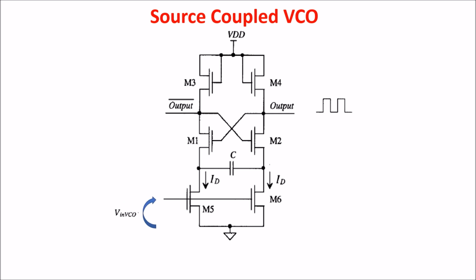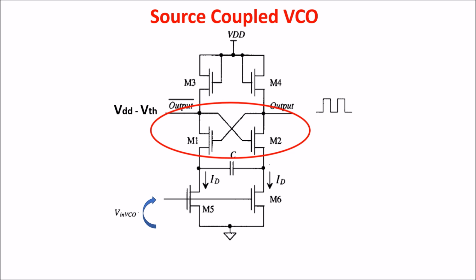By applying the input voltage V in VCO, we generate an ID current through the MOSFETs M5 and M6, which behave as constant current sources sinking a current ID. MOSFETs M3 and M4 operate in saturation mode and pull the outputs up to VDD minus V threshold. MOSFETs M1 and M2 act as switches. So let's say that M2 is on and M1 is off.